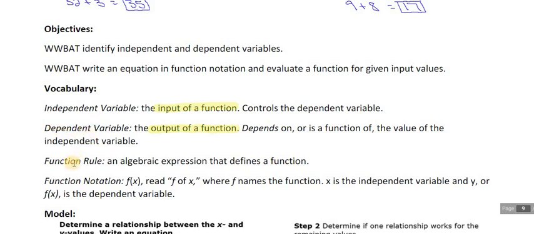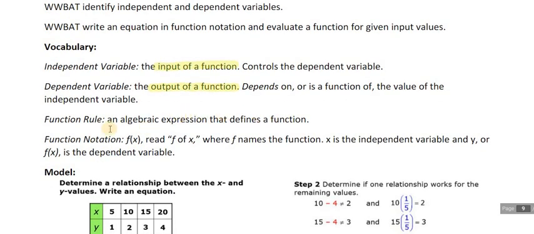A function rule is an algebraic expression that defines the relationship between our independent and dependent variables, or x and y, our inputs and outputs. Now, function notation, f parentheses x, is literally read "f of x," where f names the function, x is the independent variable, and y is basically the same thing as saying f of x.